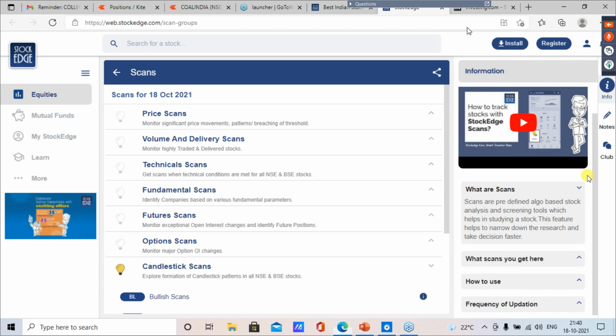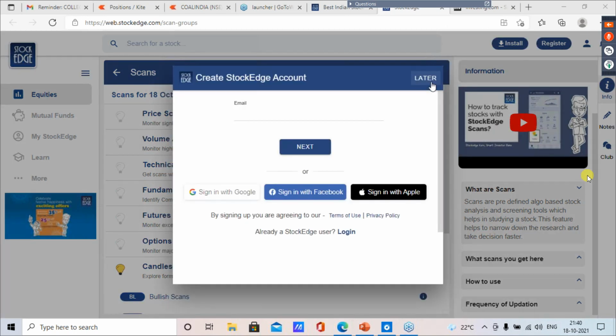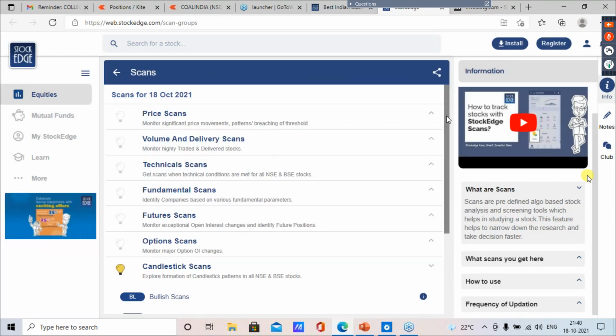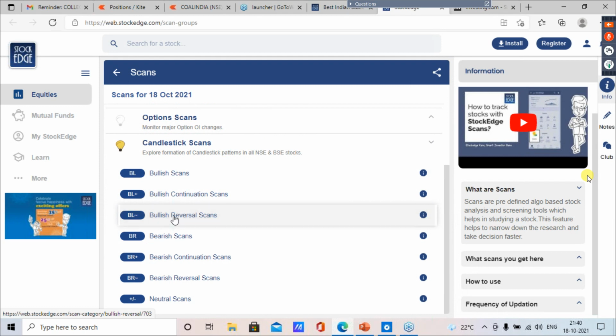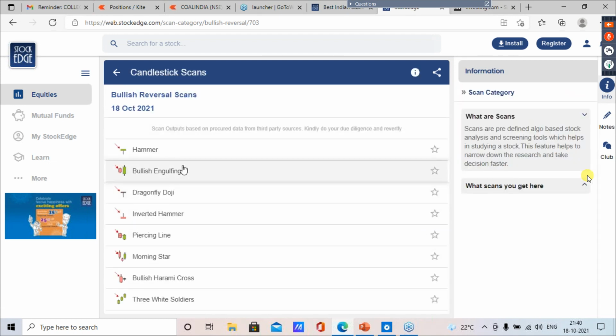So in candlestick scan, what are the most favorite candlestick patterns that we usually use? Reversal patterns, right? We're going to use the reversal patterns. We'll see, do we have any bullish reversal scans? Let me write down a few points.